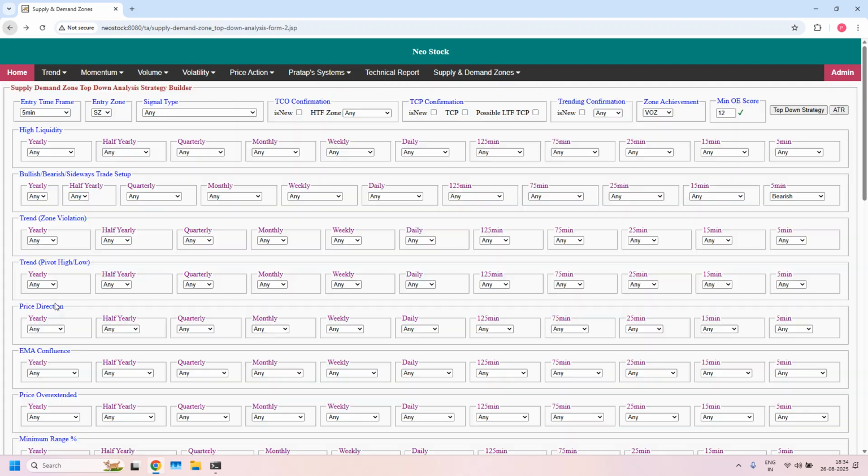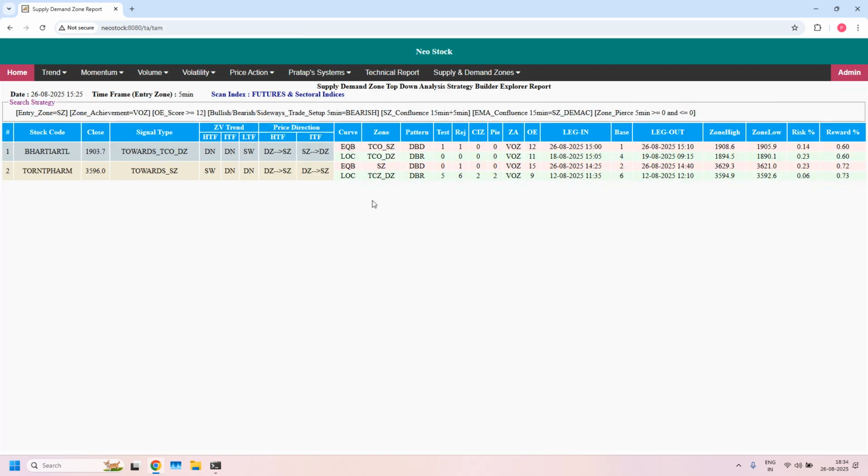Let's further filter based on EMA confluence on 15 minute supply zones. 15-minute supply zone with daily EMA confluence. We got 2 stocks. So these two 5-minute supply zones might have more high probability of success, provided less than 20 checklist items are satisfied. Otherwise, there are higher chances of zone violation.